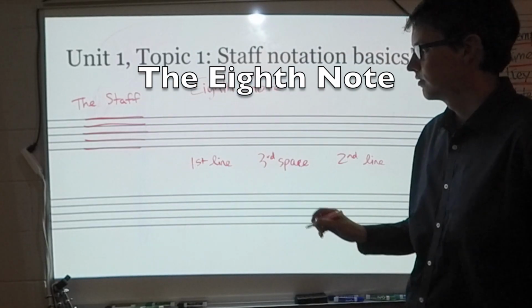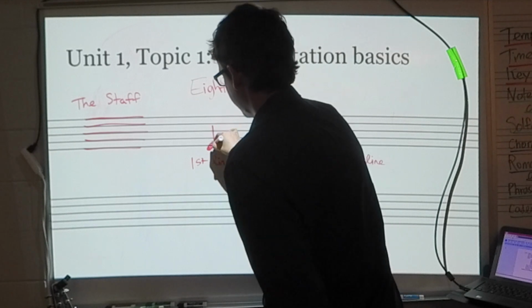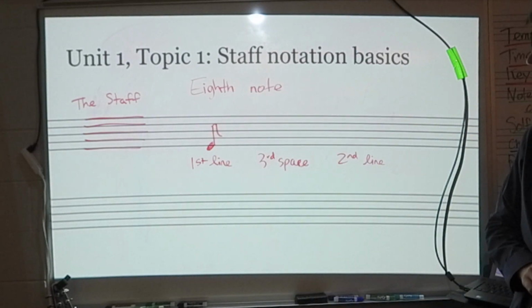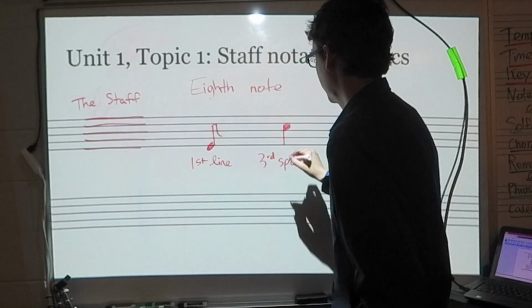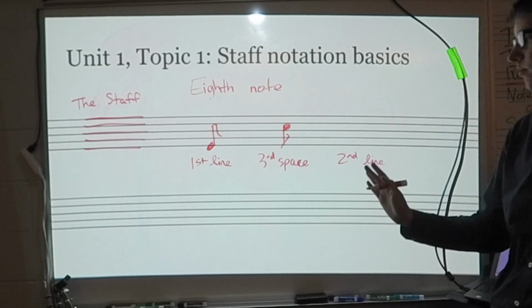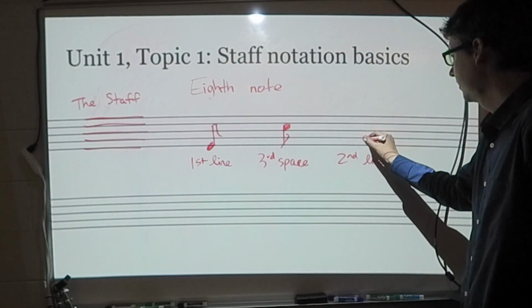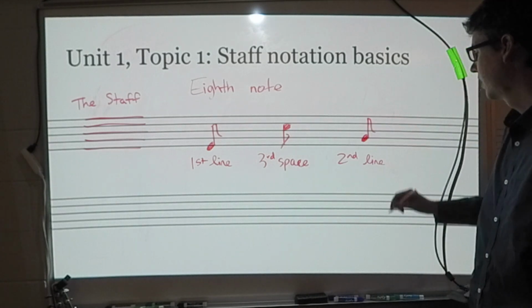An 8th note includes a solid note head, a stem, and a flag. In the 3rd space, the stem would be going down. The flag actually goes the same direction though, always on the right side of the stem. The 2nd line, solid note head, stem, and flag.